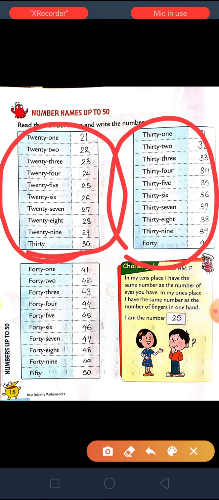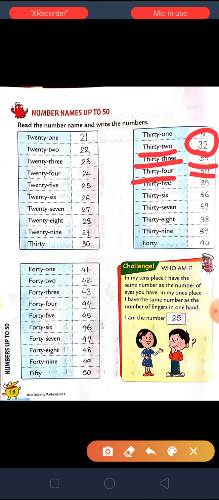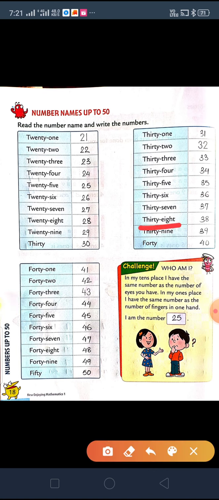Then comes 31 to 40. So same way you will do. 31 number name is given, write down the 31 number. Then 32 is given, write down the 32 number. 33 is given, write down 33 here. 34, same way write down 34. 35, 36, 37, 38, 39, 40. So here you completed till 40.